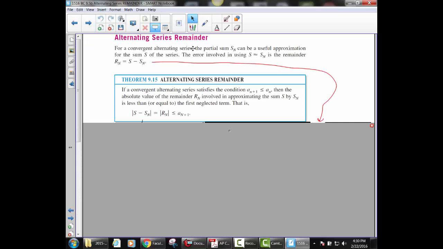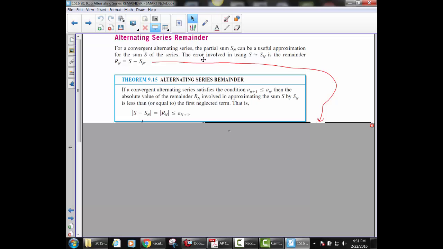For a convergent alternating series, the partial sum Sn can be a useful approximation for the sum of the series, which of course makes sense. It's an infinite series, so if it is convergent, the sum of all those terms ad infinitum equals a particular number. So if you wanted to approximate it, obviously if you took the first 50 numbers, you'd get a good approximation. If you took 500, you'd get a great approximation. If you take 7, you'll get an okay approximation, but you will get an approximation. But of course, it is an approximation, which means you're going to be off by so much.